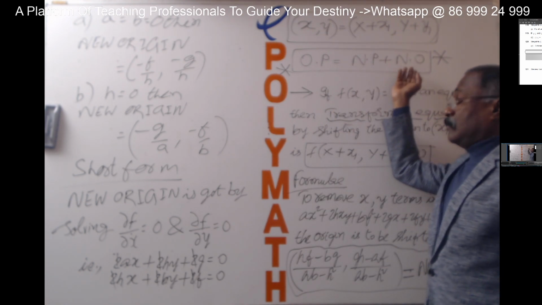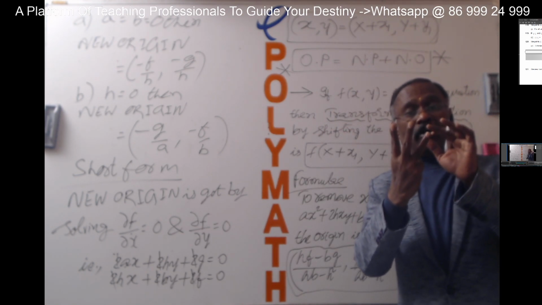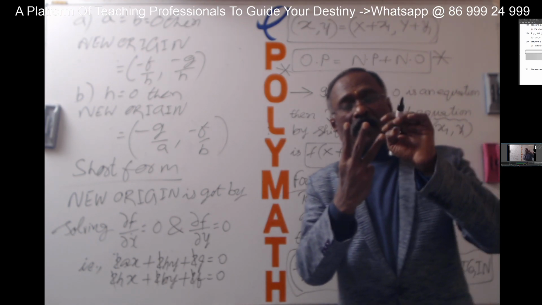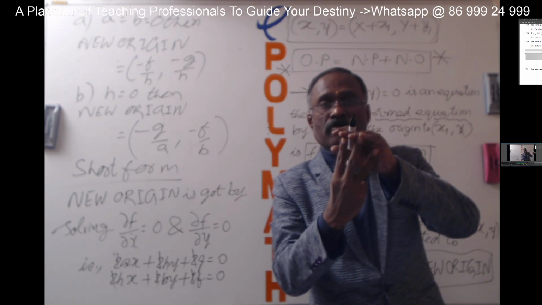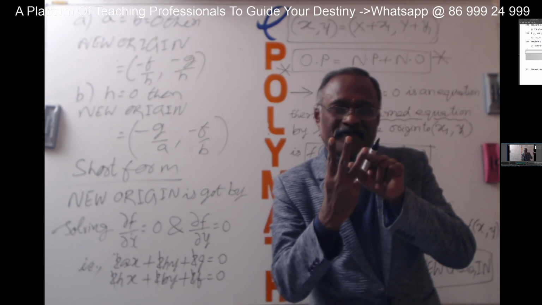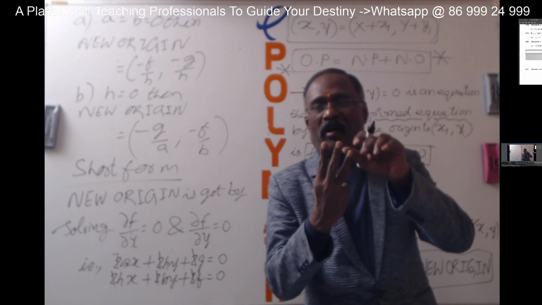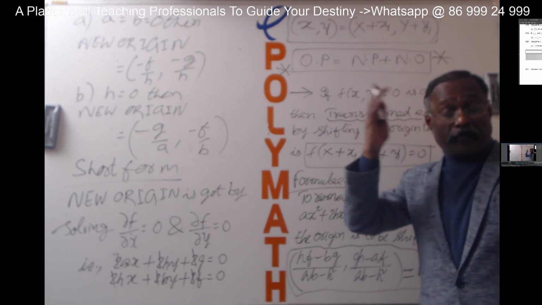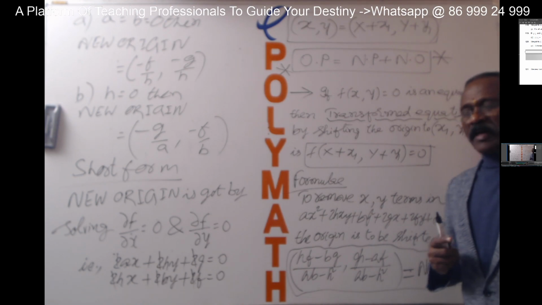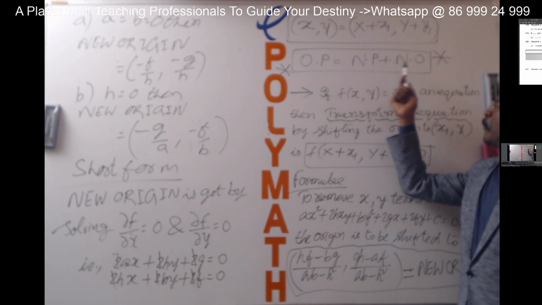Among these three, original point, new point, new origin, if any two are given, you can find out the third one. This should be a broad understanding: original point is equal to new point plus new origin.